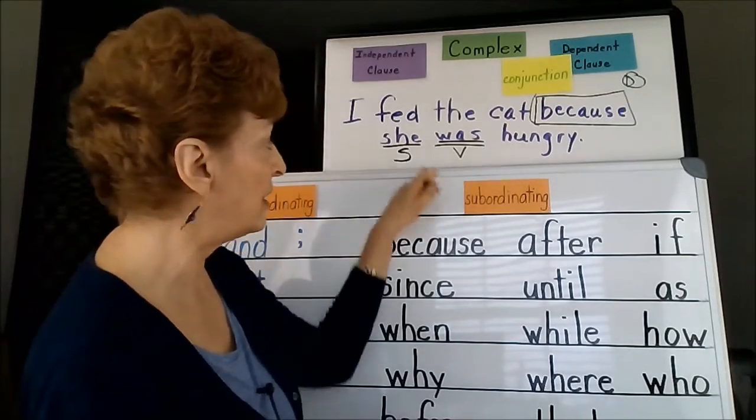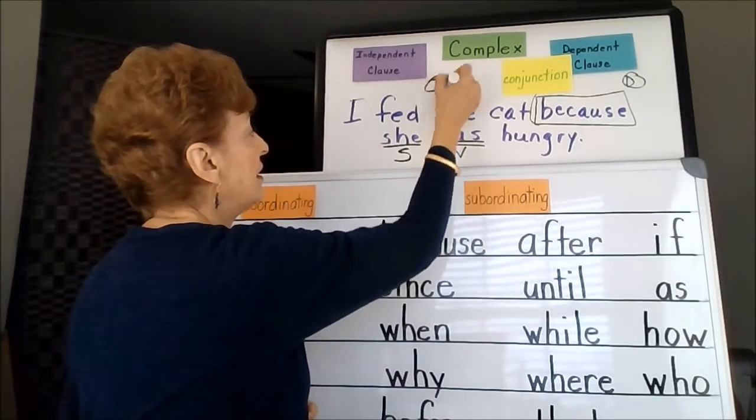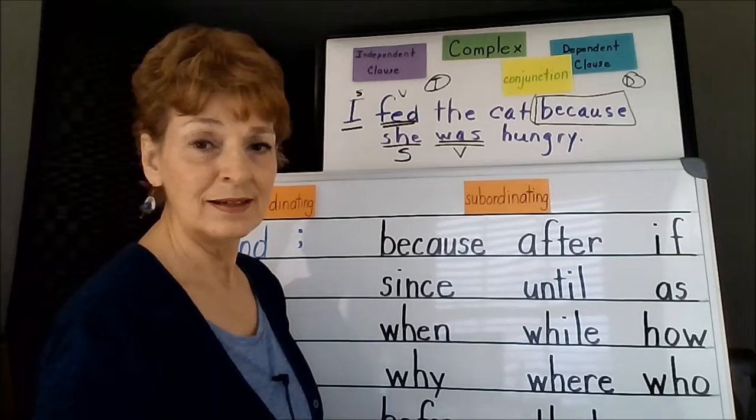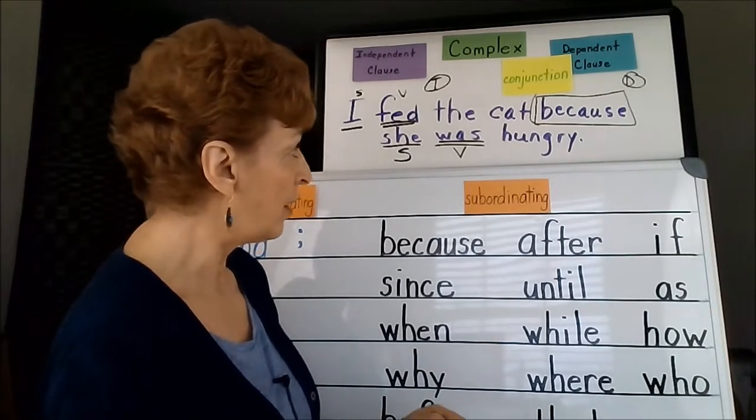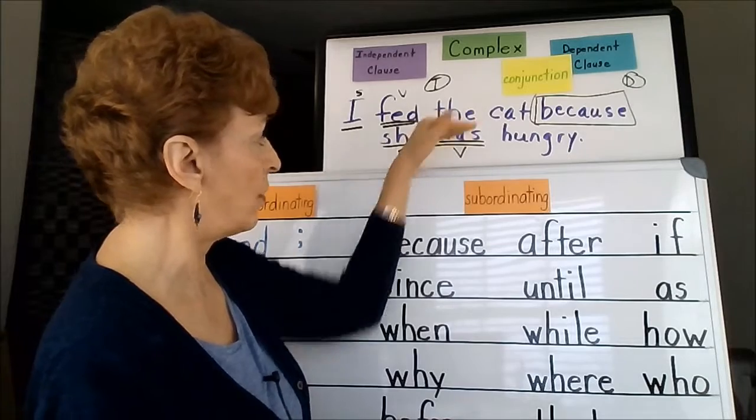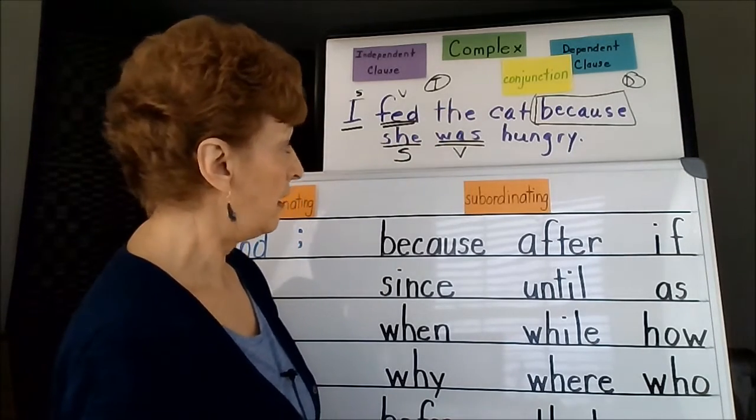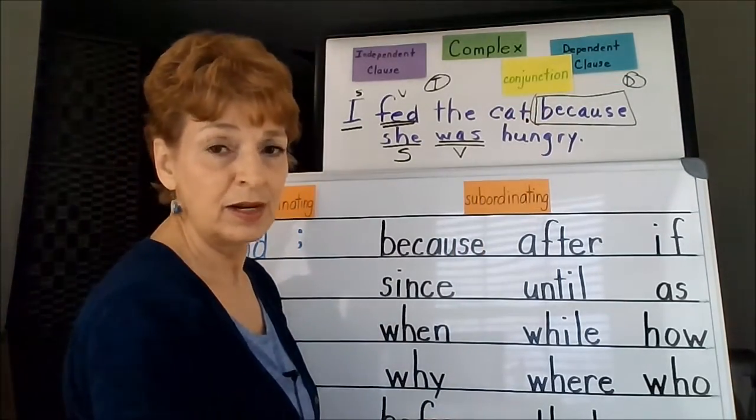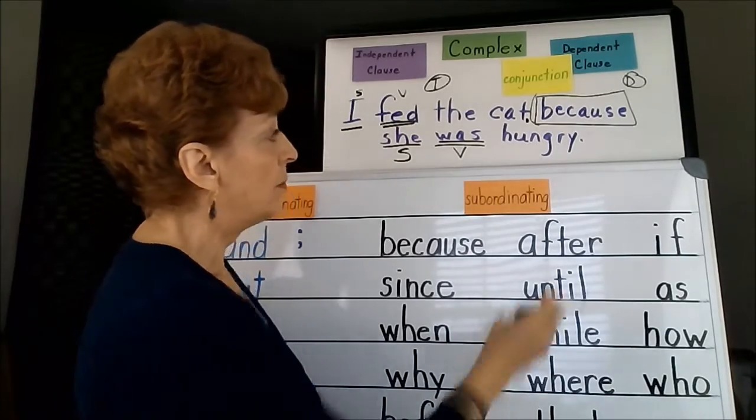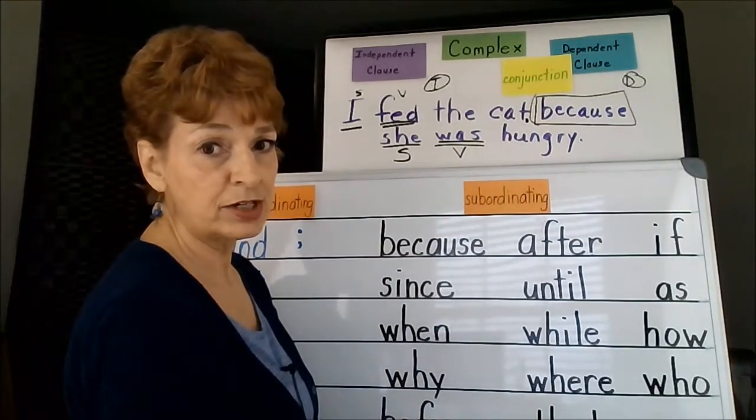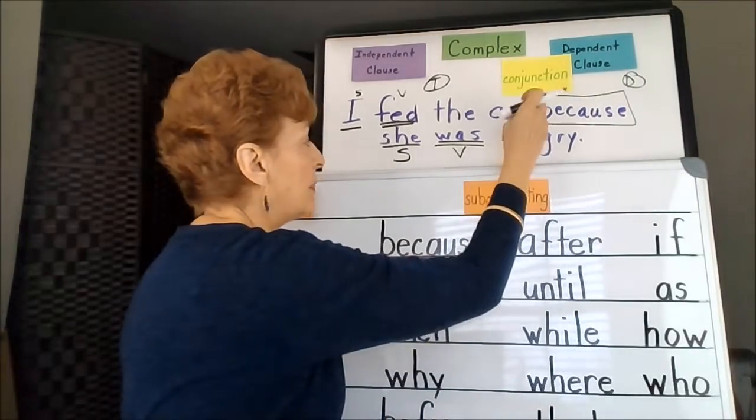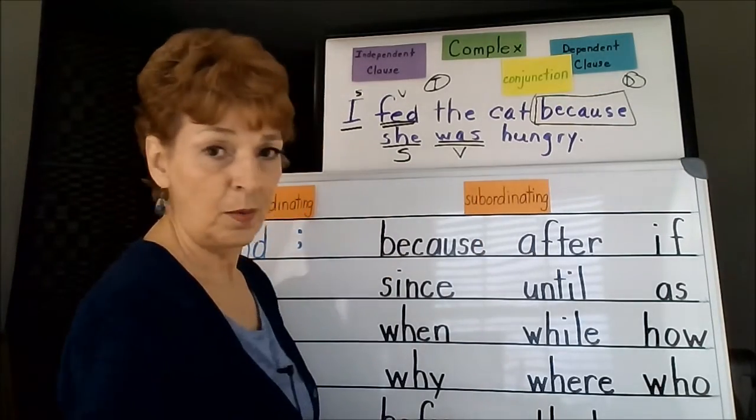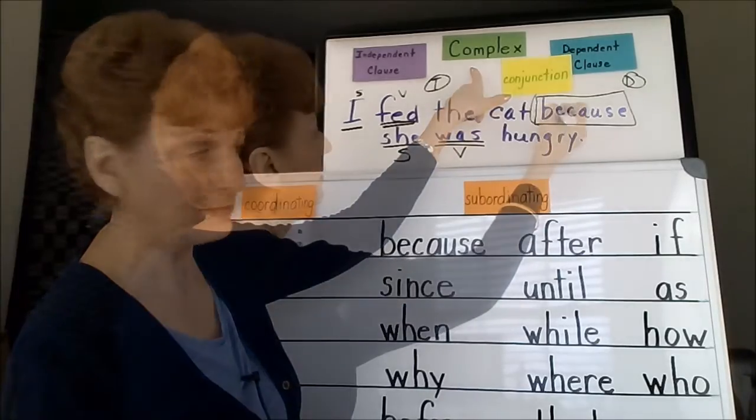But as soon as I hook it on to the independent portion of this sentence, I fed, subject verb, I fed the cat because she was hungry. Now it makes perfect sense when it's joined to the independent clause. In fact, if we had put a period right here, I fed the cat would have made sense by itself. So it could have been a simple sentence structure. But as soon as we add the subordinating conjunction to it and another set of subjects and verbs, voila, you have made a complex structure.